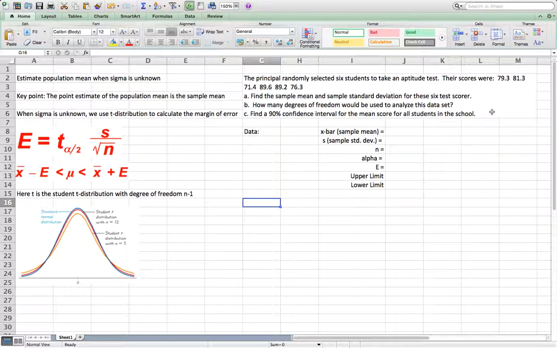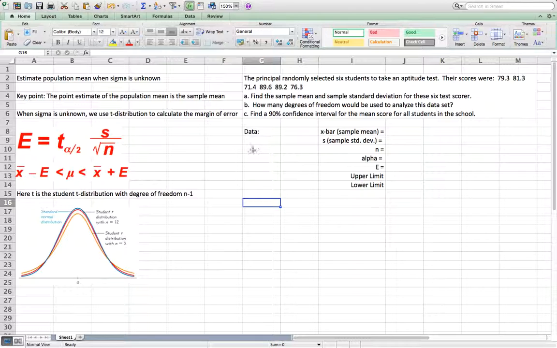Now, if you recall in the previous video, we said that when we want to use this kind of method to estimate a population mean, we have an assumption: either the population is normally distributed or the sample size is greater than 30. In this problem, it did not mention the population is normally distributed, and the sample size is very small. However, based on our life experience, we know student test scores are at least close to a normal distribution. So we assume this population of scores is normally distributed.